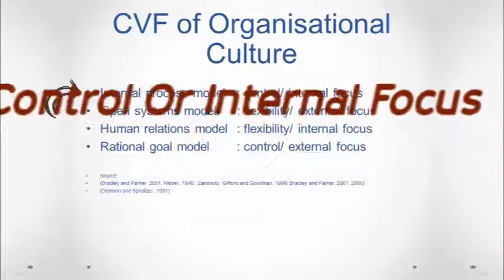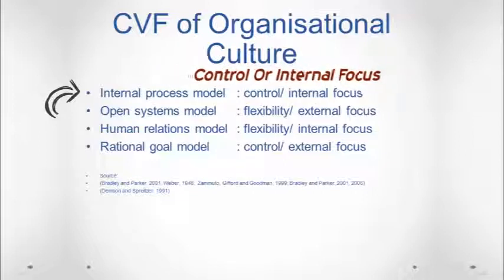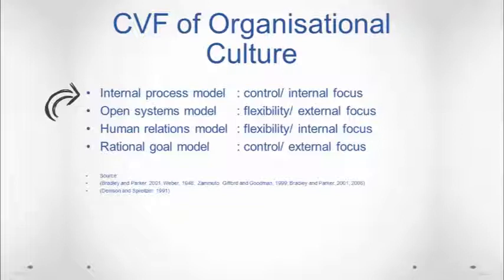The internal process model involves a control or internal focus in which information management and communication are utilized in order to achieve stability and control. This model has also been referred to as a hierarchical culture because it involves the enforcement of rules, conformity, and attention to technical matters. The internal process model most clearly reflects the traditional theoretical model of bureaucracy and public administration that relies on formal rules and procedures as control mechanisms.